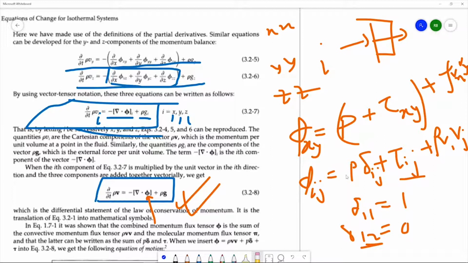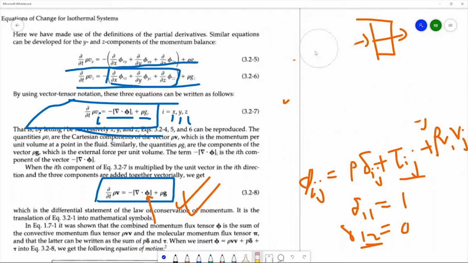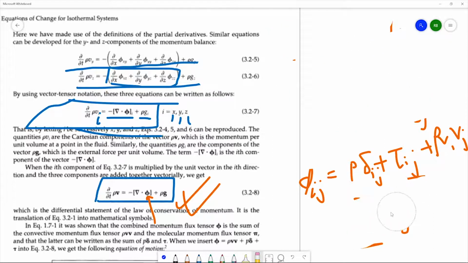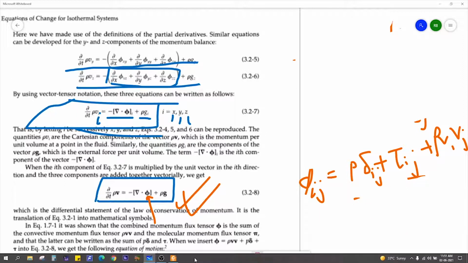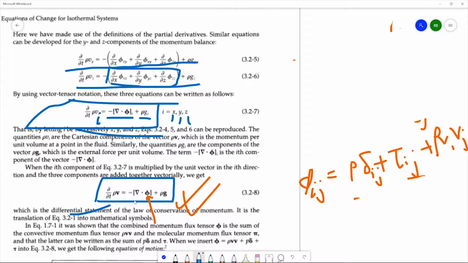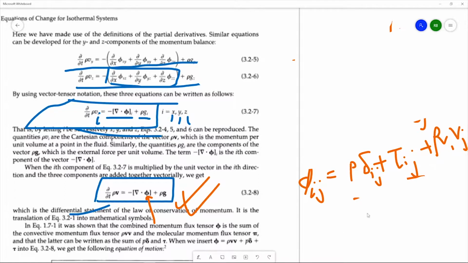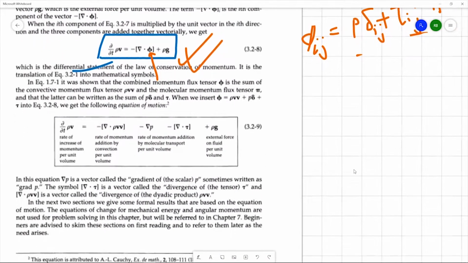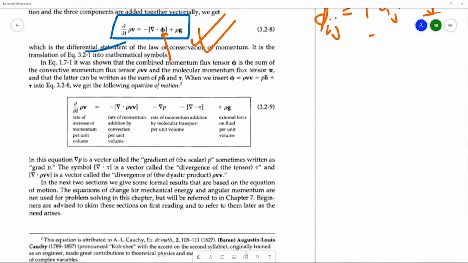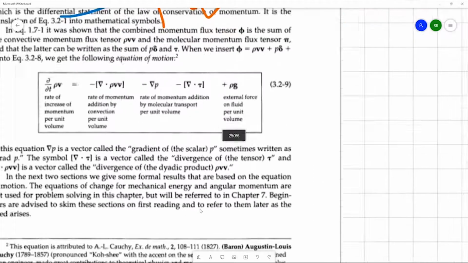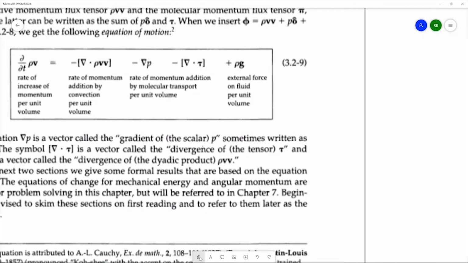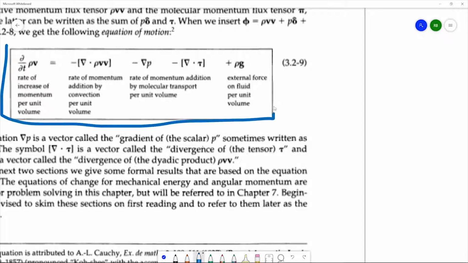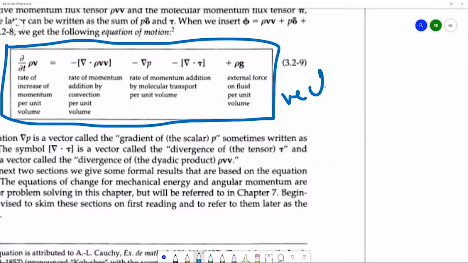So if I put this general formula in this equation, then you'll get this final equation. Okay, you'll get this equation. This is in vector tensor form.